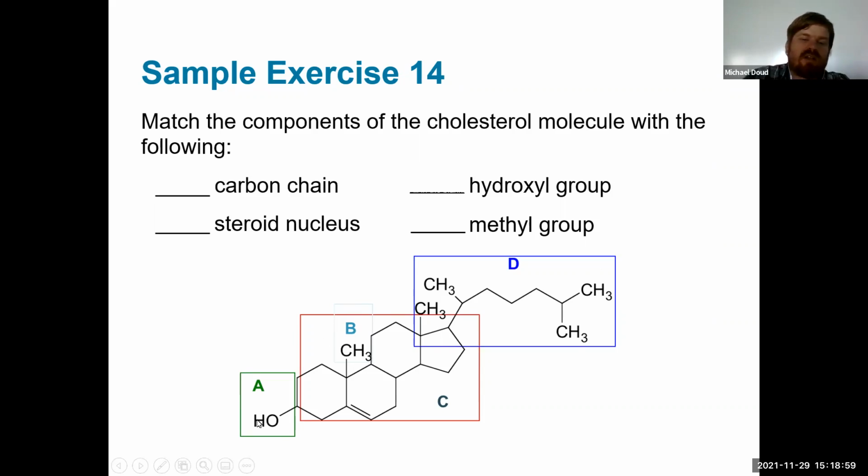Well, A over here is an OH group. That's a hydroxyl group, so that's easy enough. B is a methyl group, it's CH3, so that goes here. The steroid nucleus is these 4 fused rings, so that's C. And then D is this funky carbon chain.